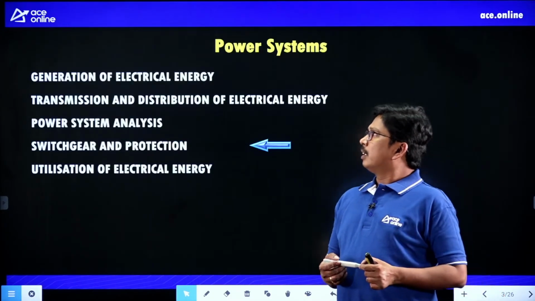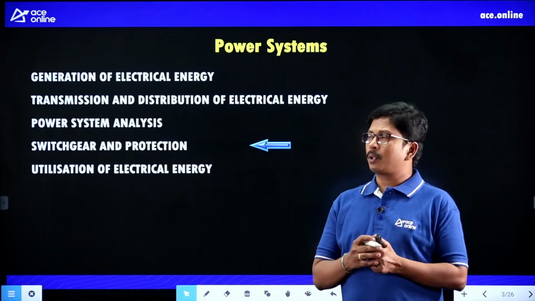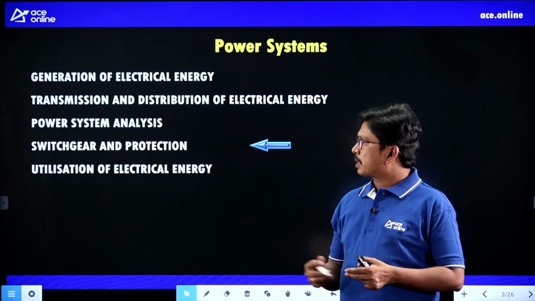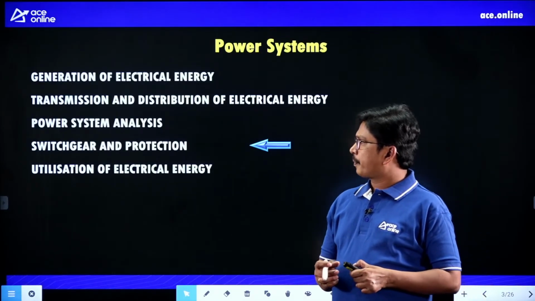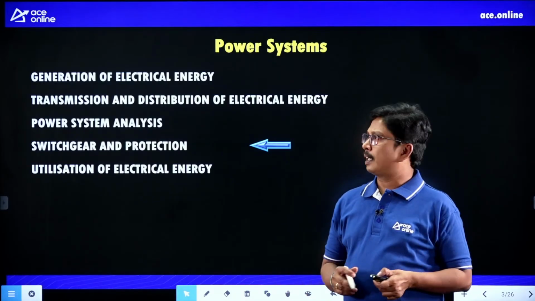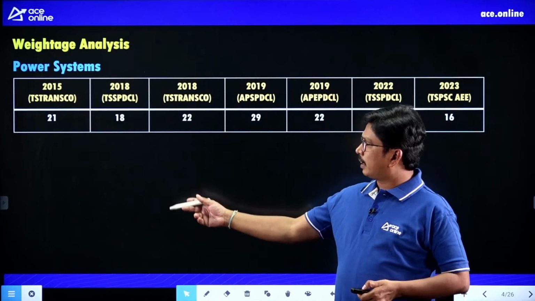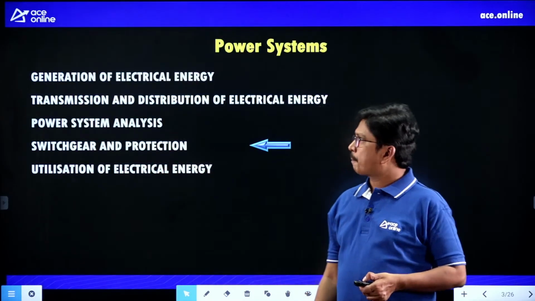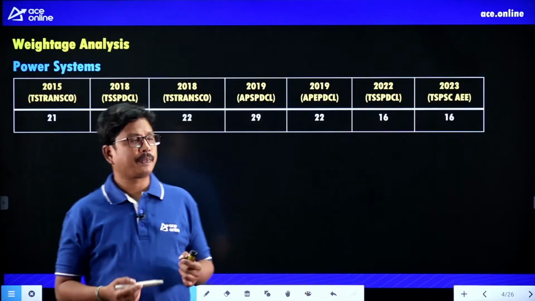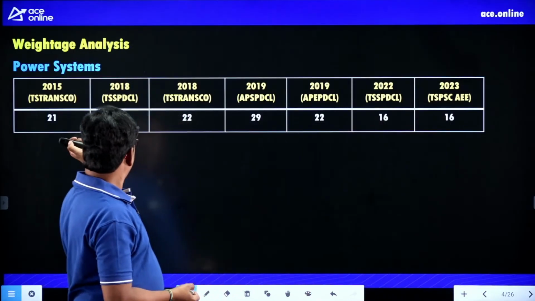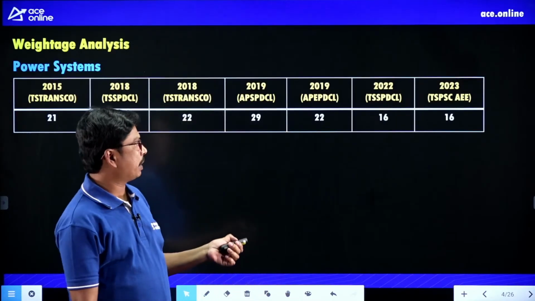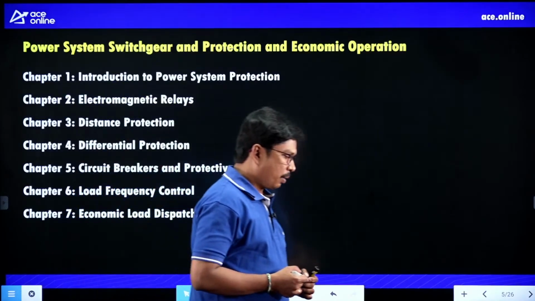Now, this is the overall syllabus of power system. Every time I am showing the same thing: generation of electrical energy, transmission and distribution of electrical energy, power system analysis and switchgear and protection along with the economic load dispatch and utilization of electrical energy. This is the overall syllabus. So today we are discussing switchgear and protection, and this is the overall weightage. We know already the weightage of the power system: 21, 18, 22, 29, 22, 16 and 16.